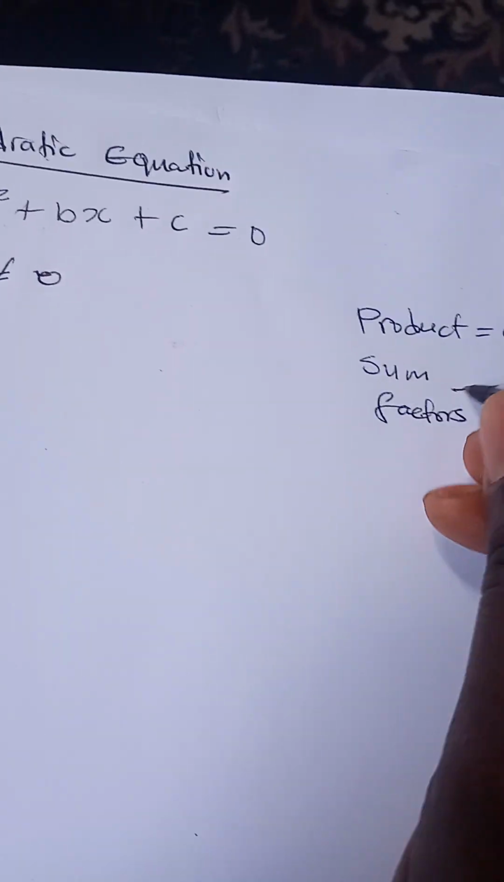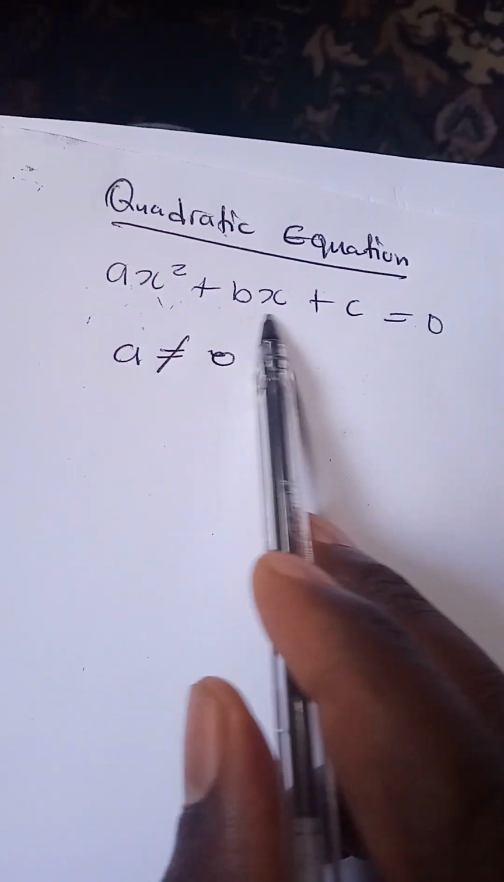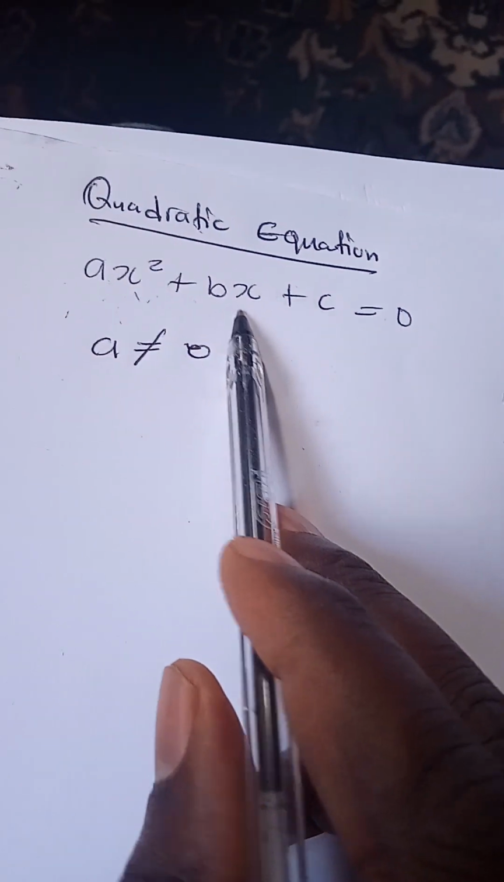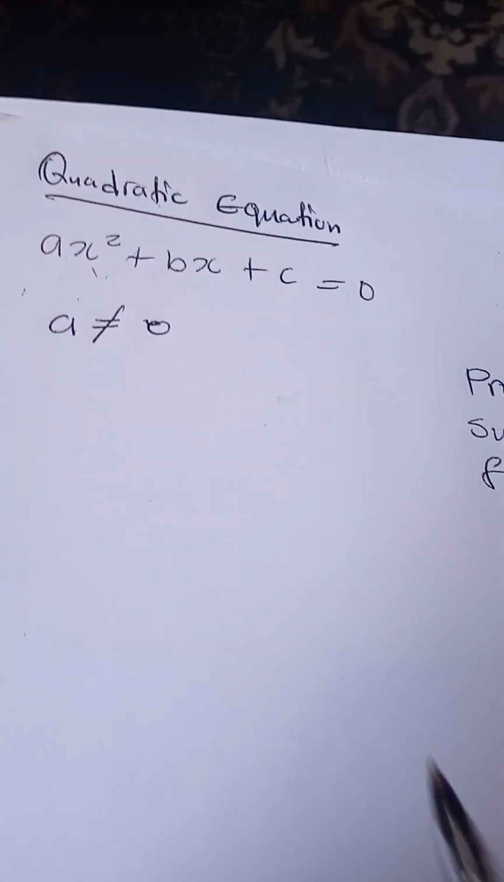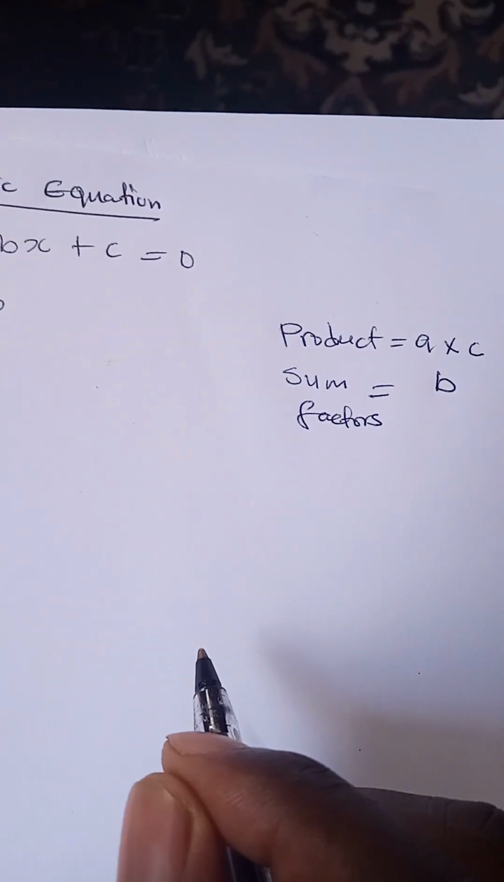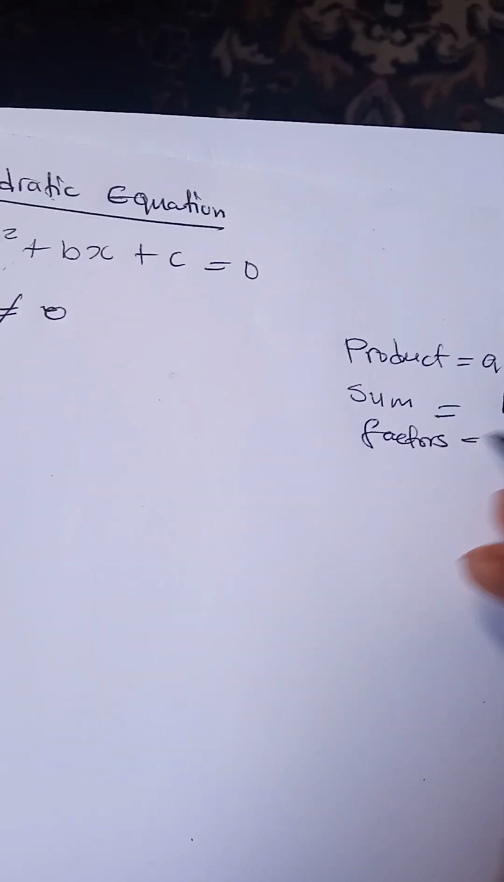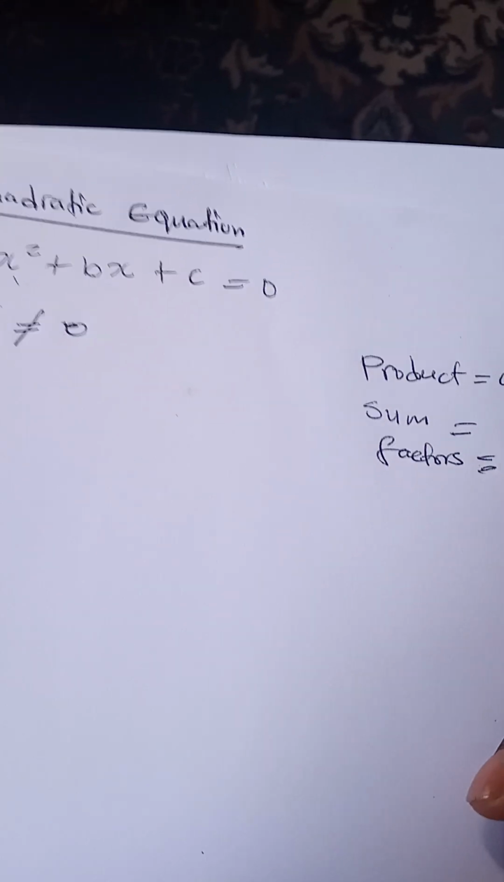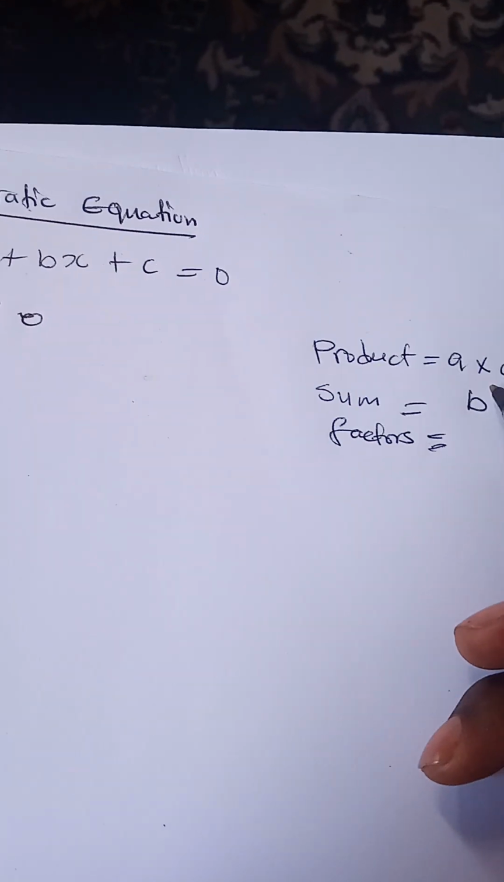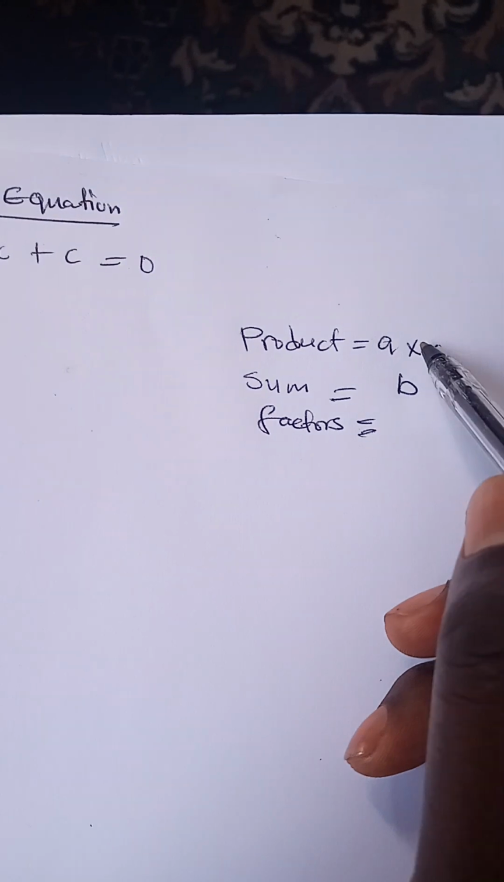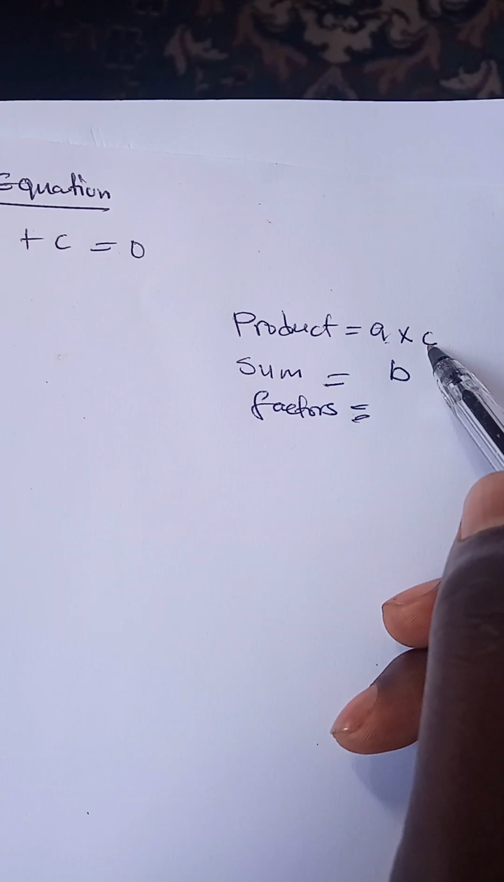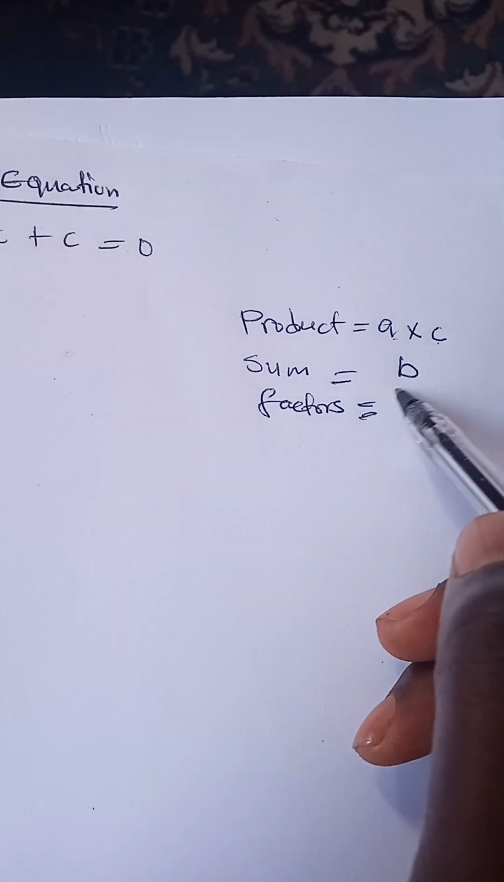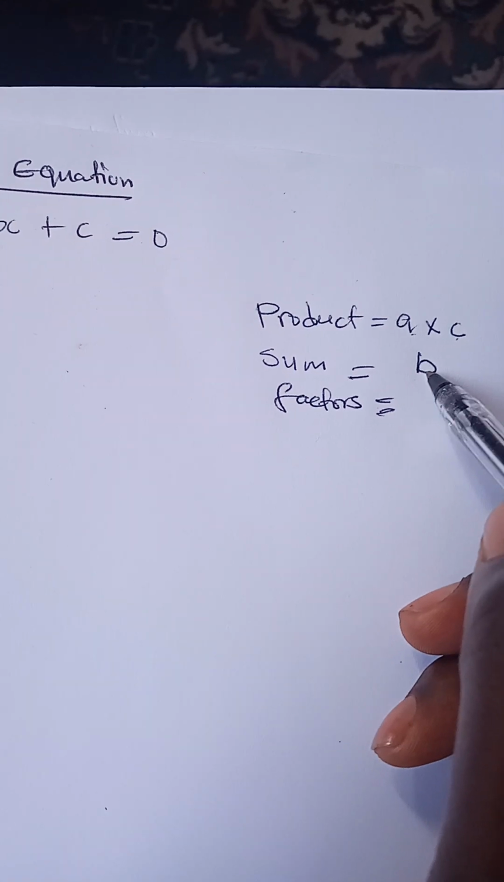Finding the sum. The sum is just the middle number. In this case, it's b. How do we find the factors? The factors are simply the numbers which, when we multiply them, give us the product ac, and when we add them, give us the sum b.